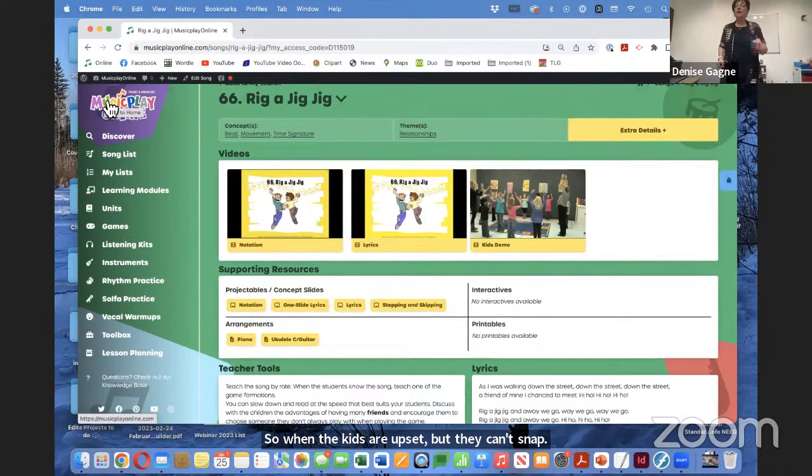Let's do that much again. As I was walking down the street, down the street, down the street, a friend of mine I chanced to meet. Hi ho, hi ho, hi ho. And this pattern takes a little practice with first grade, but they like it. Rig-a-jig-jig. So we do that on our legs. Rig-a-jig-jig, and away we go. Away we go. Away we go. Rig-a-jig-jig, and away we go. Hi ho, hi ho, hi ho.